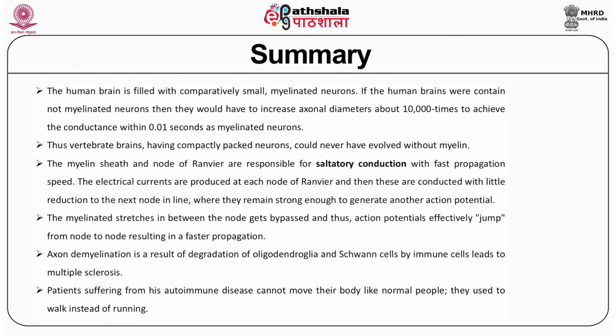Axon demyelination is a result of degradation of oligodendrocytes and Schwann cells by immune cells, leading to the disease we call multiple sclerosis. Patients suffering from this disease cannot move their bodies like normal people. They walk instead of running.